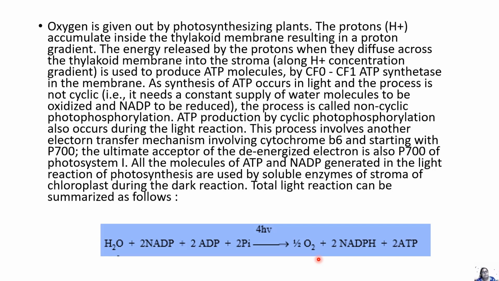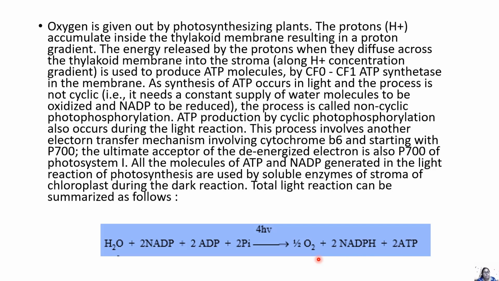As ATP synthesis occurs in light and the process is not cyclic, it needs a constant supply of water molecules to be oxidized and NADP to be reduced. The process is called non-cyclic photophosphorylation. Okay, and ATP production by cyclic photophosphorylation also occurs during the light reaction. This process involves another electron transfer mechanism involving cytochrome B6 and starting with P700. So the ultimate acceptor of the de-energized electron is also P700 of photosystem 1.